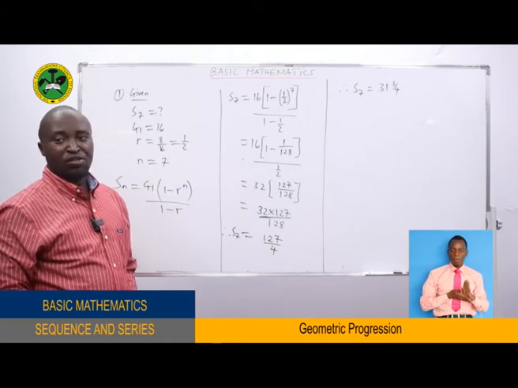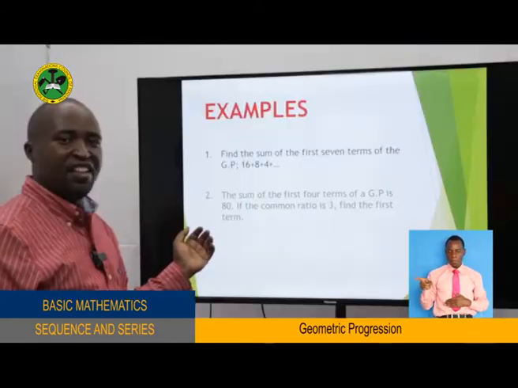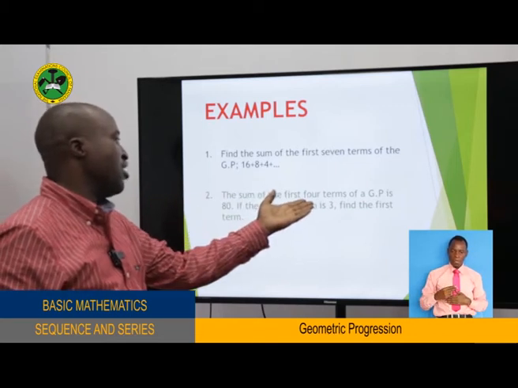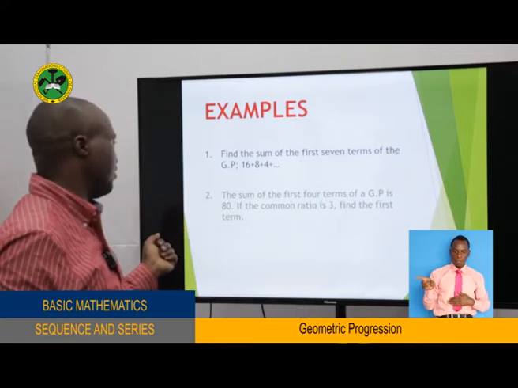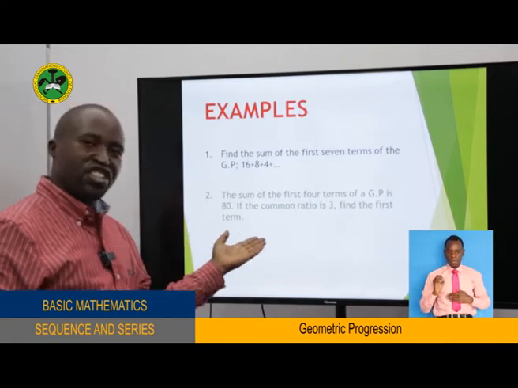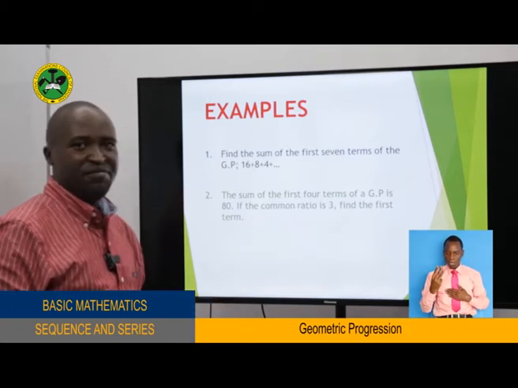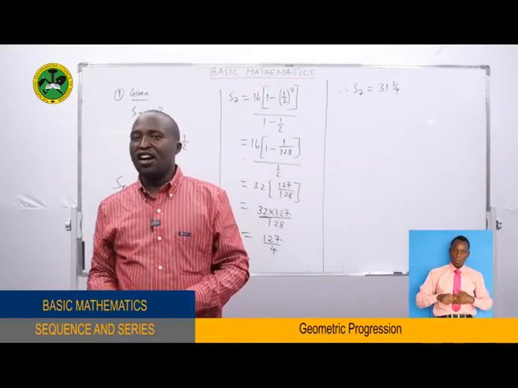So student, again, I'm sure we are together. Now let us continue with the second example. The sum of the first 4 terms of a geometric progression is 80. If the common ratio is 3, find the first term. Now this time we are supposed to find the first term of the geometric progression.